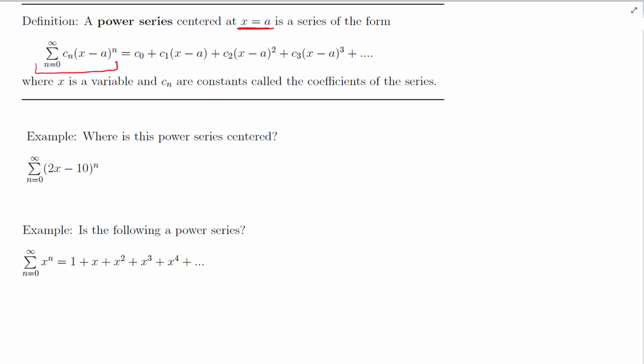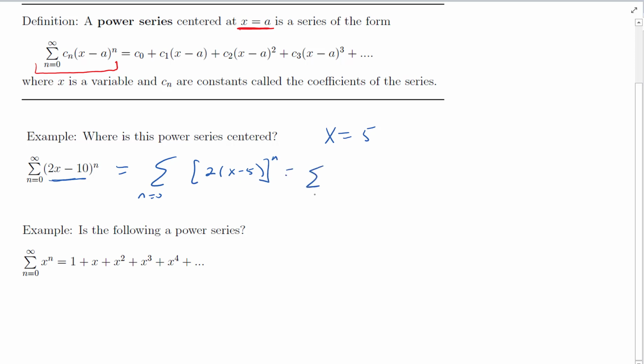Where is it centered? Well, the key is this part right here. In other words, what would you plug in for x to make that 0? And we can quickly see that, hey, it's centered at x equals 5. We could play the game and clean it up. And you get 2 to the n, (x minus 5) to the n. And then it's a little easier to see that this power series is centered at 5. Knowing where a power series is centered is very important on some of the computations later on.